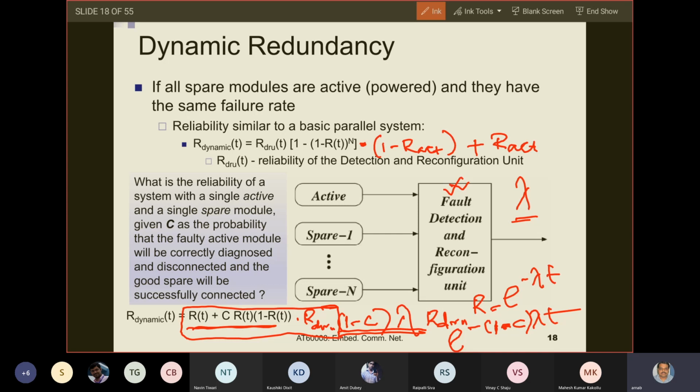Have I been able to make my point? Are you with me in this? Yes, sir. C doesn't include that detection part, so we need to include the reliability of the fault detection and reconfiguration unit. Yes, sir.